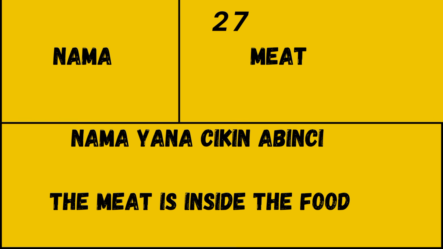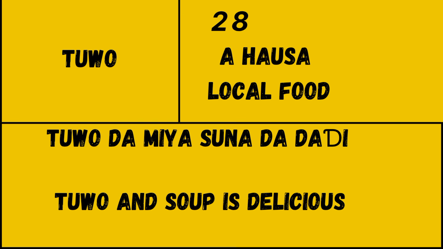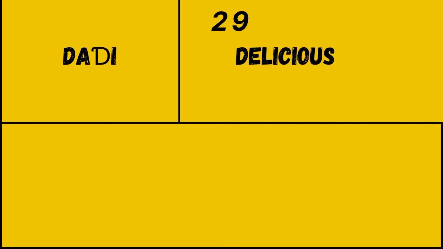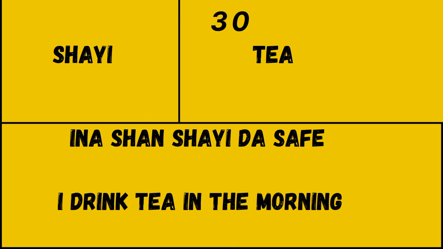Nama, meat. Nama yana cikin abinci. The meat is inside the food. Tuwo, a Hausa local food. Tuwo da miya suna da daɗi. Tuwo and soup is delicious. Daɗi, delicious.